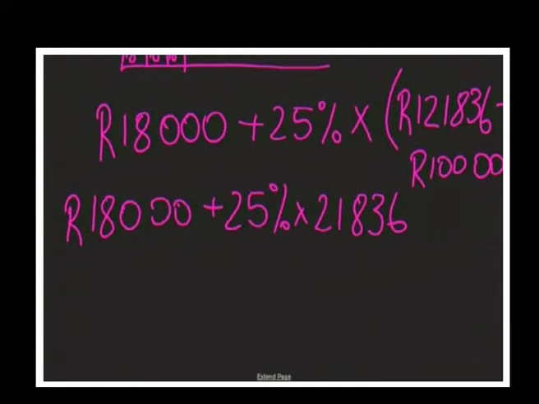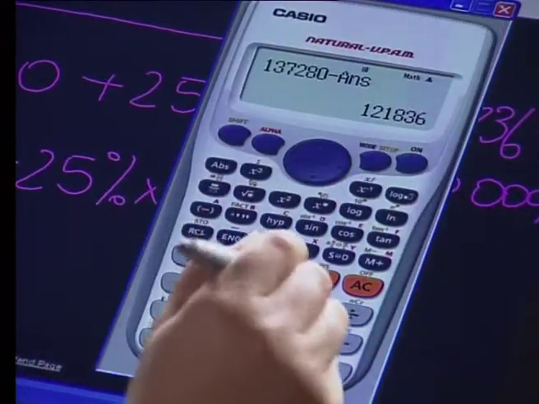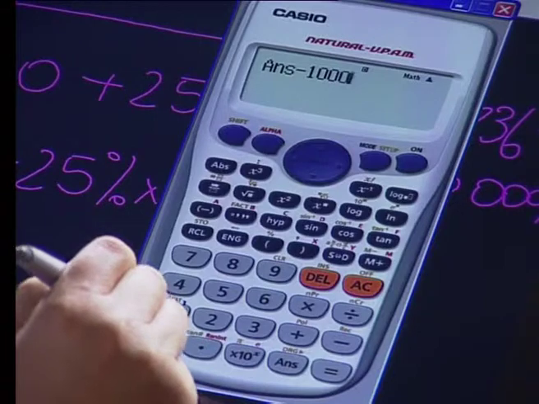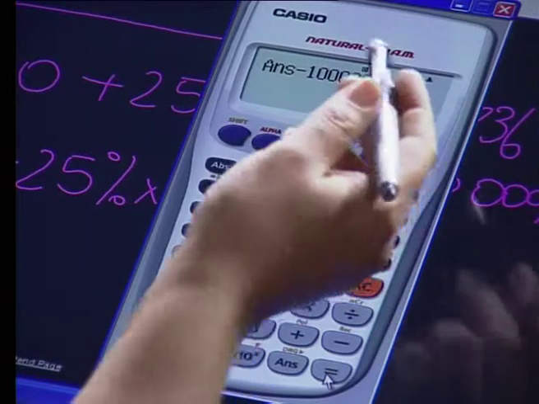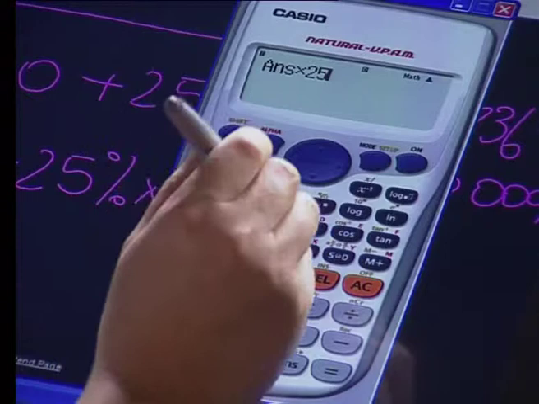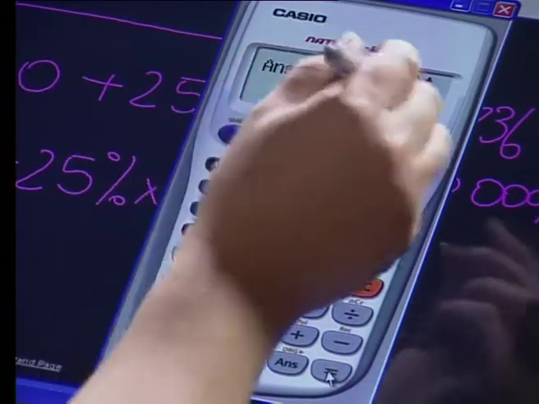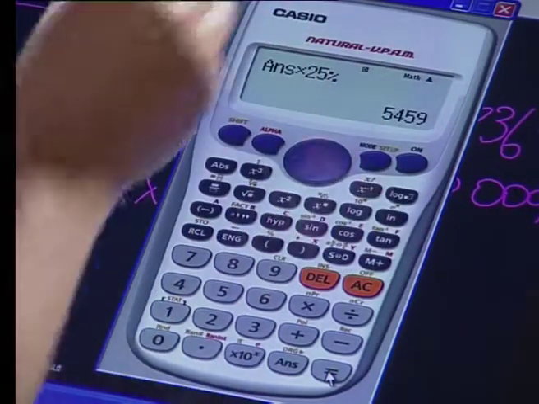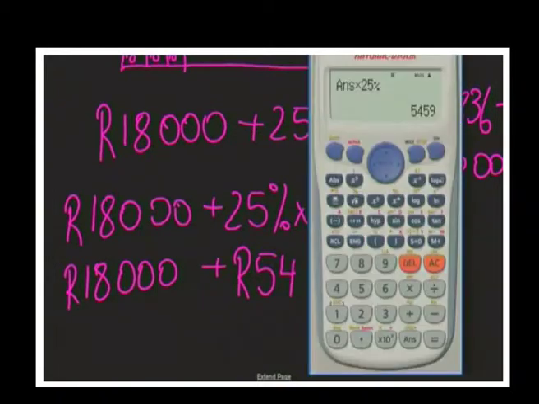Now I need my calculator. So I'm going to do this again in 2 steps. I'm going to keep my 18,000 there, and I'm going to calculate what that 21% is on my calculator. I've got my numbers, so I might as well first minus my 100,000, which leaves me with my 21,836 Rand, and I'm going to times by 25%. I want that amount, and that amount is 5,459 Rand. So back to here.